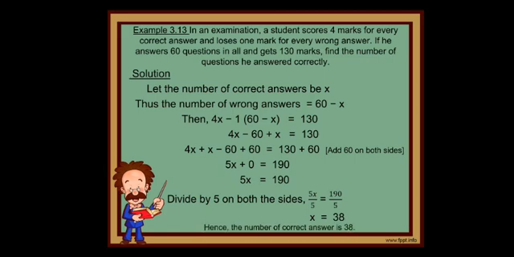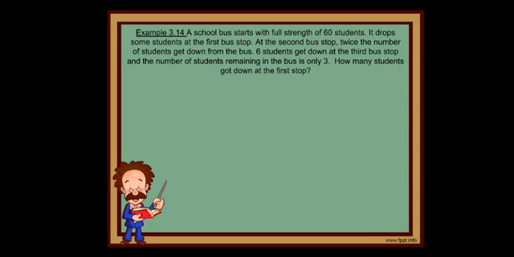Now see example 3.14. A school bus starts with full strength of 60 students. It drops some students at the first bus stop. At the second bus stop, twice the number of students get down from the bus. 6 students get down at the third bus stop and the number of students remaining in the bus is only 3. How many students got down at the first stop?